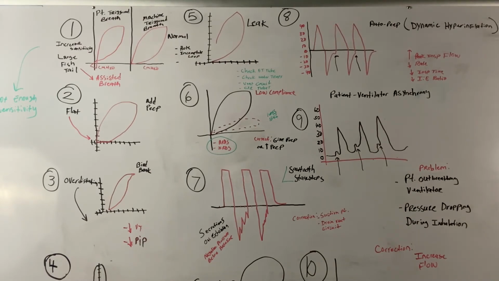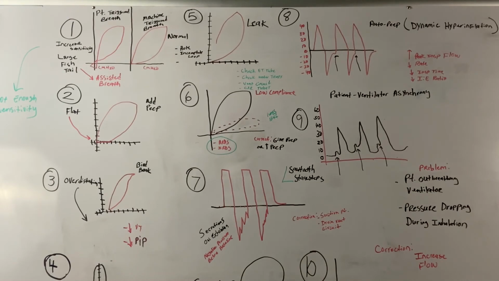And if you see the black arrows pointing at what I call P-wave looking things, just recognition, people, just recognition. If you can recognize that they look like little P-waves on the exam, you do just fine, because this is patient-ventilator asynchrony, which actually means that the patient is out-breathing the ventilator, or pressure dropping during inhalation. To correct this, all you have to do is increase the flow.